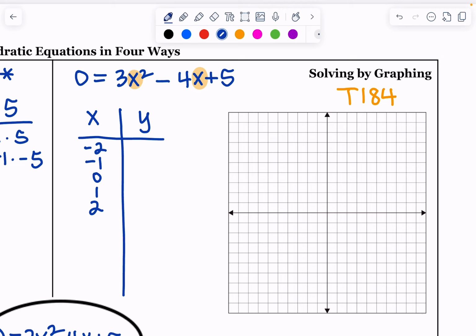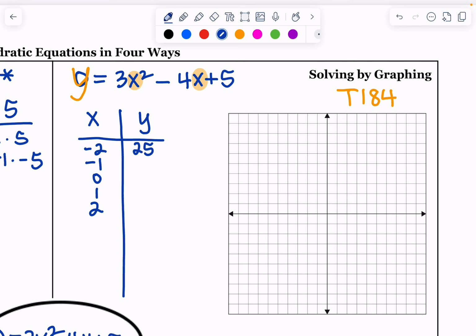Okay, so I'm going to look at my table for this equation, and I'm pretending that this is a y equals instead of a 0 equals. When I do that, -2 gives me a 25. -1 gives me a 12, 0 gives me a 5, 1 gives me a 4, 2 gives me a 9. So let's graph that and just see what it looks like. The first two are off the grid, so we're going to start with 0, 5, and 1, 4, and 2, 9.